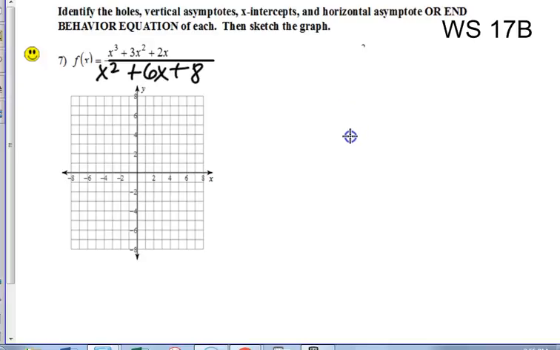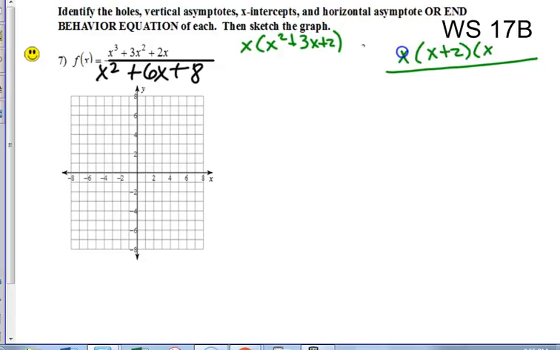Number 7. What's the first thing you should do when you see one of these graphs? Cry. Yeah, factor everything. Yeah, cry and then factor. Okay, so final factored form of the top, final factored form. Okay. And the denominator? Okay. Did I lose anybody on the factoring?